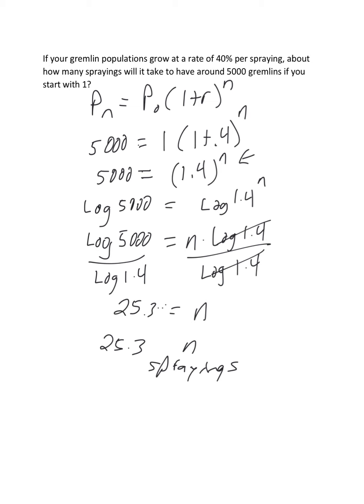Now, can you do a third of a spraying? 0.3 is roughly a third. Can you do a third of a spraying? Probably not, unless you manage to spray 1/3 of the gremlins that you happen to have to get to the 5,000. So basically it's about 25 or 26 sprayings.